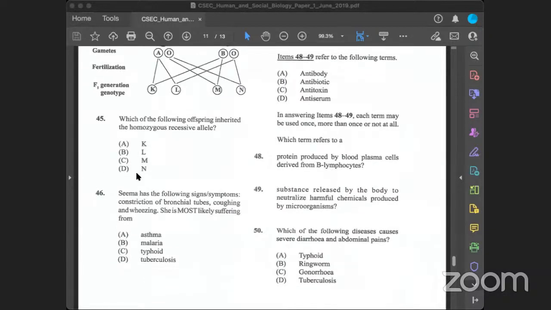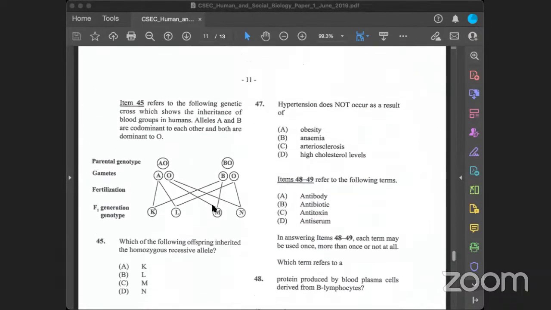45D, 45D. So this girl gets constriction of her bronchial tube. She's coughing and she's wheezing. She has what? She has TB, right? That must be TB, right? Asthma, sir? Yep, it's asthma. Some people will put malaria. Yep, but she has asthma.